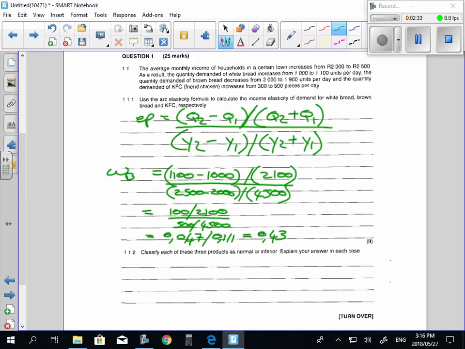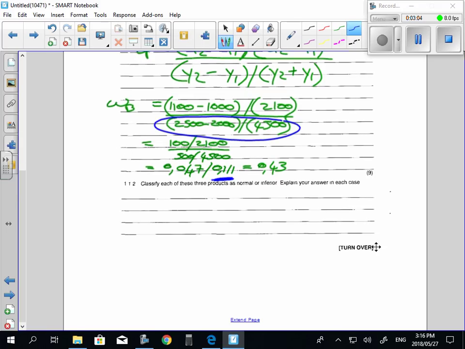Okay, so that's for the arc elasticity, and that is obviously a positive answer. Now remember, for income elasticity you can get a positive or negative answer. Because it's positive, you're dealing with a normal product. Now you have to solve your arc elasticity for brown bread as well. But obviously, your change in income for all of these examples will be exactly the same. So you don't have to recalculate that. You can just use the end result for your change in income.